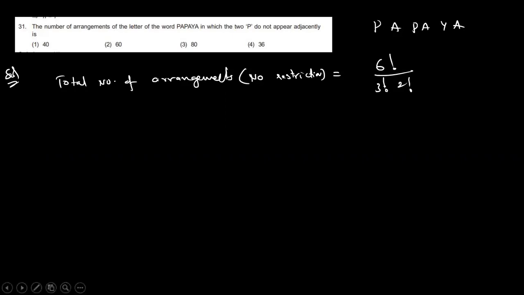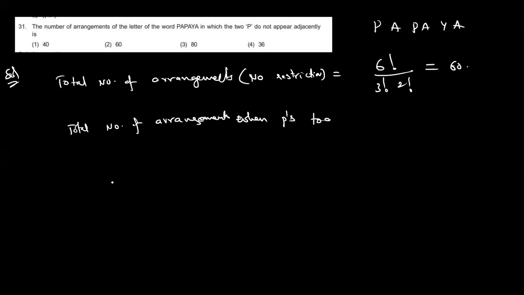Okay, dear students. In this case, I take the total number of arrangements, and then remove the number of arrangements when the two letters P come together. First, simplify. 6 factorial by 3 factorial. 6 factorial is 720. 720 by 6 is 120. 120 by 2 means 60. Okay, total number of arrangements is 60.